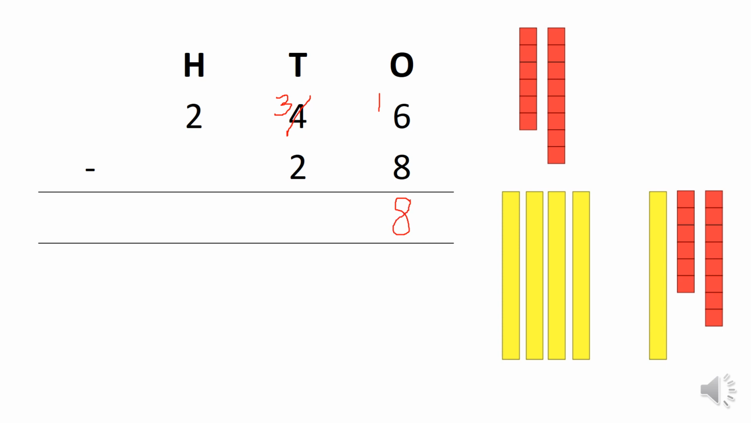Move to the tens column. I now have 3 tens. Take away 2 tens, which is 1 ten. Finally move to the hundreds. 200, take away nothing, is 200.